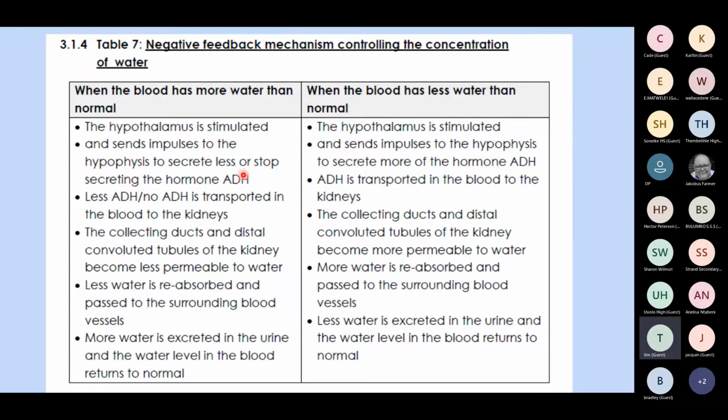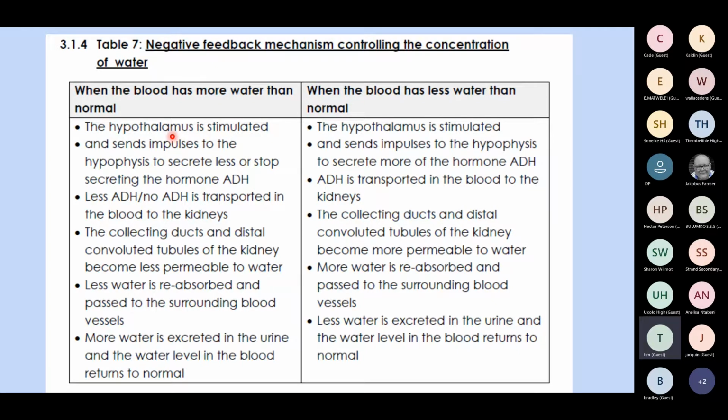The hypophysis secretes less or stops secreting the hormone. So yes, we said in the beginning, in most of the textbooks they talk about the hypothalamus and then ADH. But the hypothalamus is part of your brain, so it sends an impulse to the hypophysis, the gland, and the gland hypophysis will then secrete ADH. So more water, less ADH.